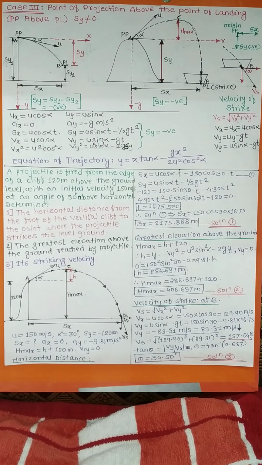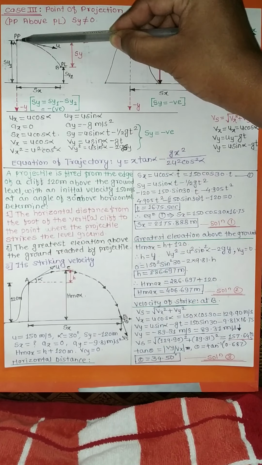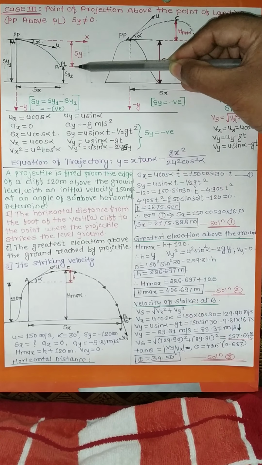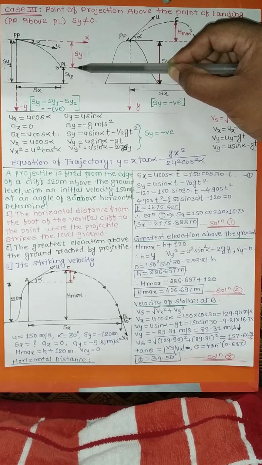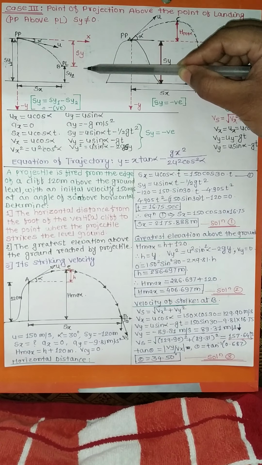With this case, the displacement of the particle is below the point of projection, as point of projection is origin. So below the origin, the axis we are defining as negative y, therefore the displacement of the projectile along y direction will be considered as, in this case, negative.